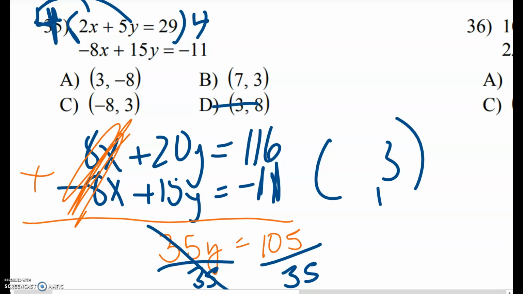So we know that it's not D and it's not A. So how do we figure out the rest of it? We take that 3 and we plug it in. We can plug it in either the top or the bottom.